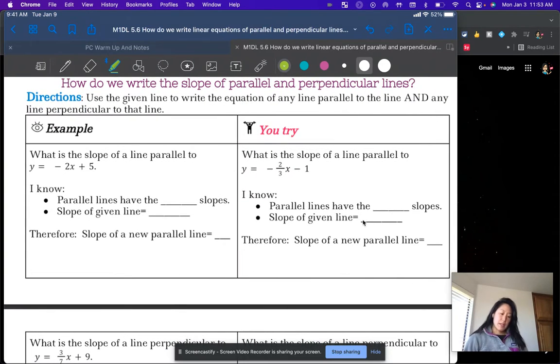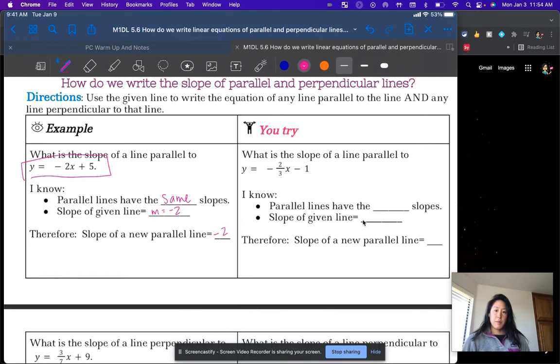Example 1. What is the slope of the line parallel to the line y equals negative 2x plus 5? What I know is that parallel lines have the same slopes, and that means that the slope of this given line is the coefficient in front of the x, so that would be negative 2. And therefore, the slope of the new parallel line would also be negative 2. All right, so try this next one on your own.